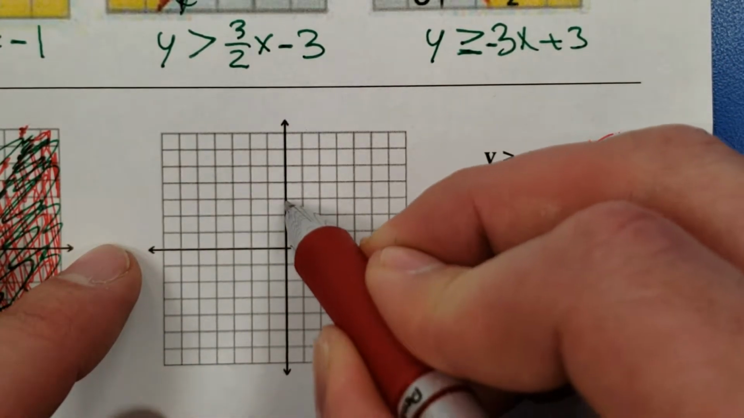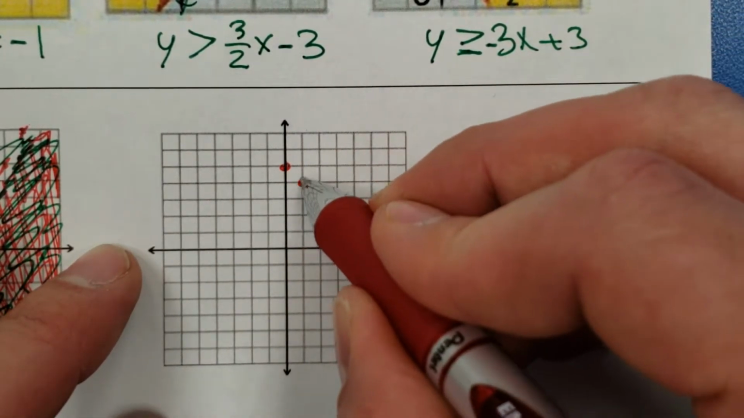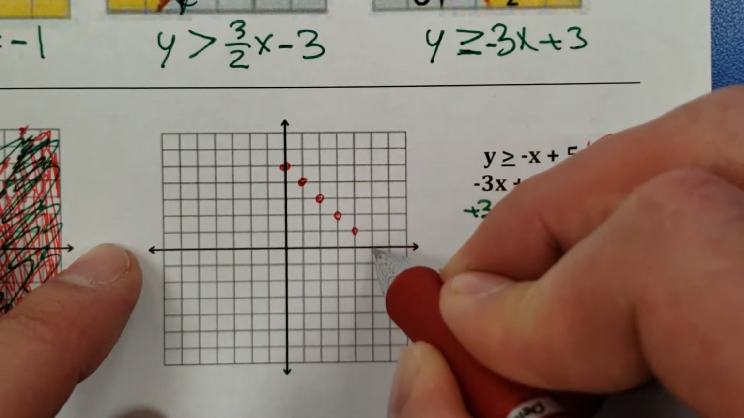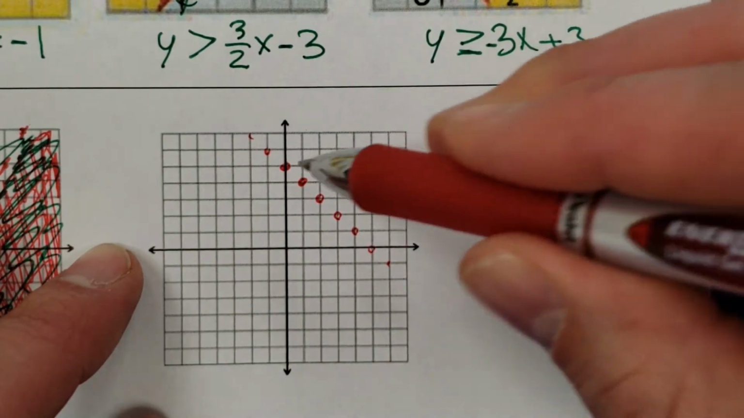So where is plus 5? 1, 2, 3, 4, 5. A slope of -x means 1 to the right and down 1. So here she goes. Down, down, down, down, down, down, down, down. Solid line. So that's where it goes.